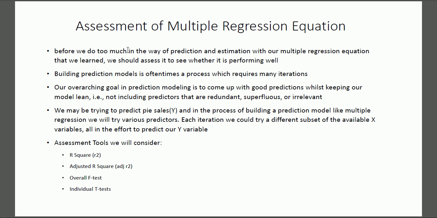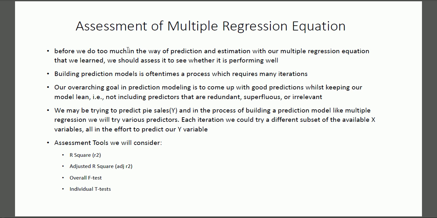We may be trying to predict the pie sales, and in the process of building a prediction model like our multiple regression model that we just ran, we'll try various predictors. Each iteration, we could try a different subset of the x variables that are available to us, all in the effort to predict y. So you might go through many versions of model building before you settle on one that you want to start using to make predictions.